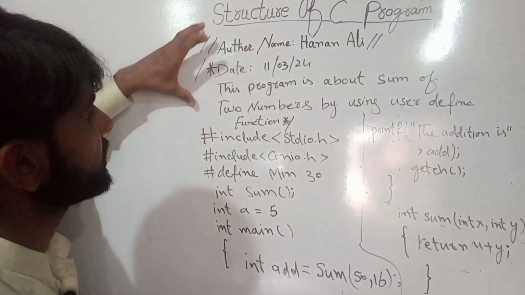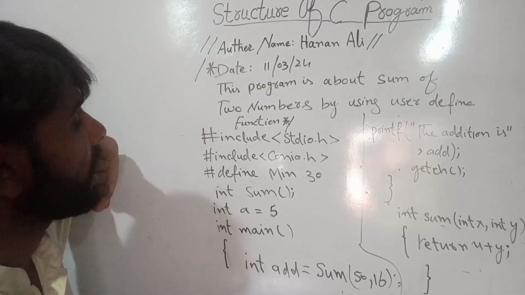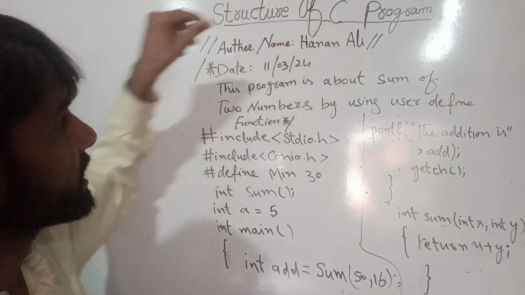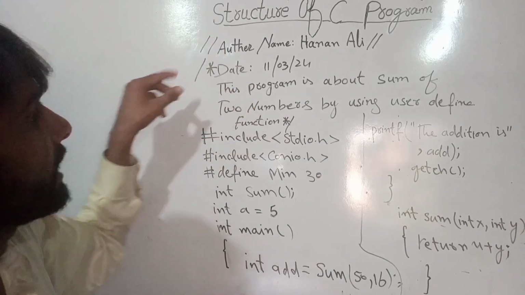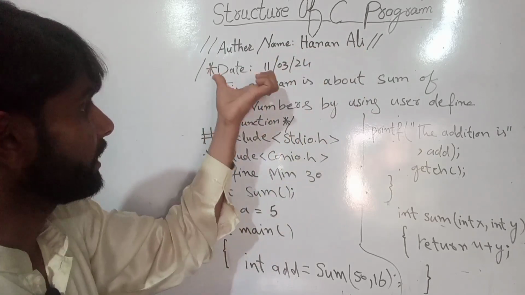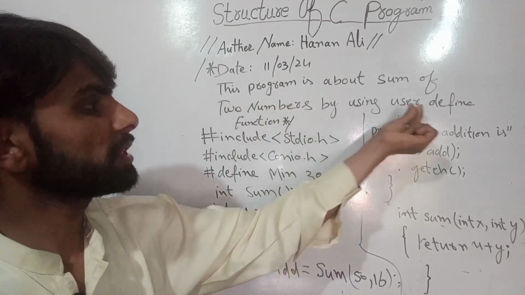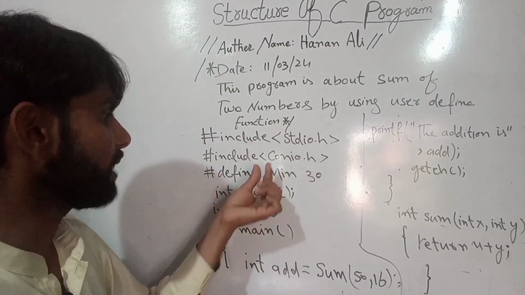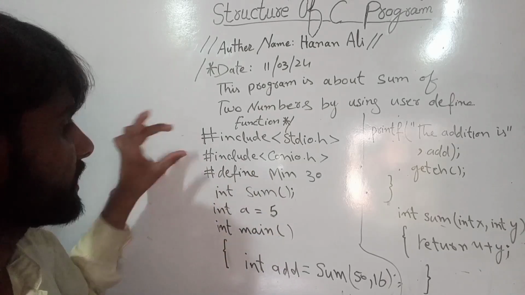So first is the comment section. This is the first section of our program, written using forward slash and star, and closed with star and forward slash. This is the comment section. In this section I have noted that this was written by Hanan Ali, the date, and that this program is about the sum of two numbers using a user defined function. And next there is the standard library function, the library link section, right?